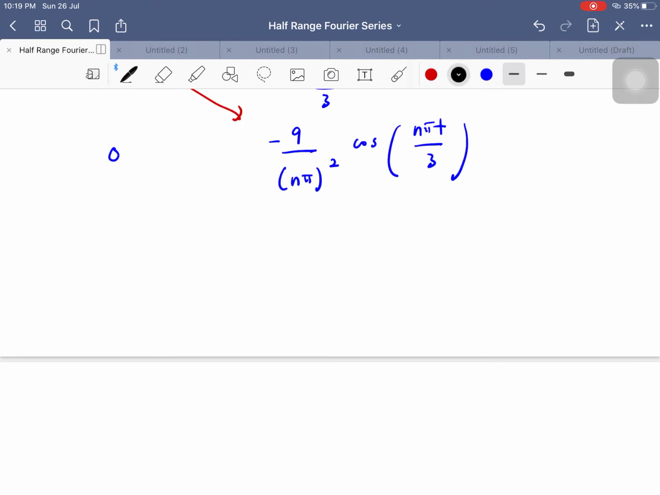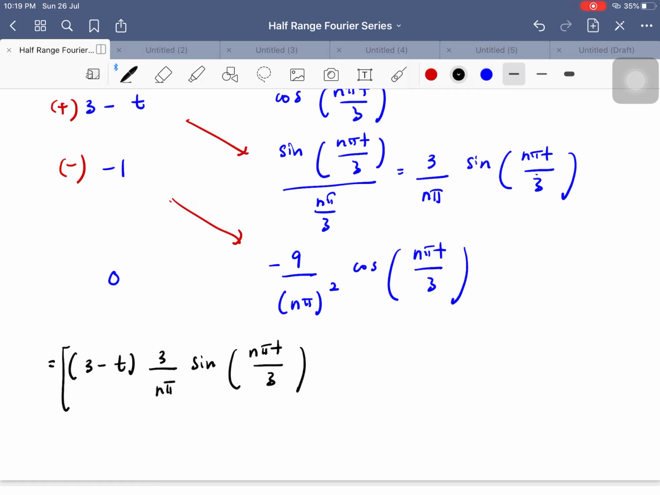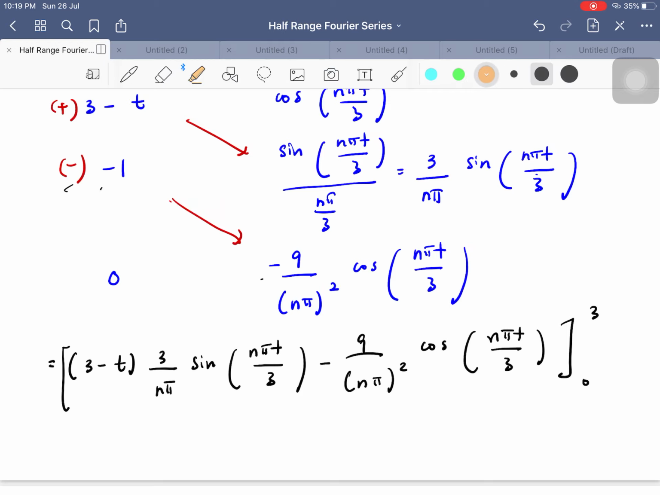So now I'm going to put it together. My integration will be 3 minus t being multiplied by 3 over n pi, sine of n pi t over 3. And then I have negative, negative, and negative, so that will be a negative of 9 over n pi square, cos of n pi t over 3. And this will be evaluated from 0 to 3. Now let's highlight all the places with the t that we're going to substitute.